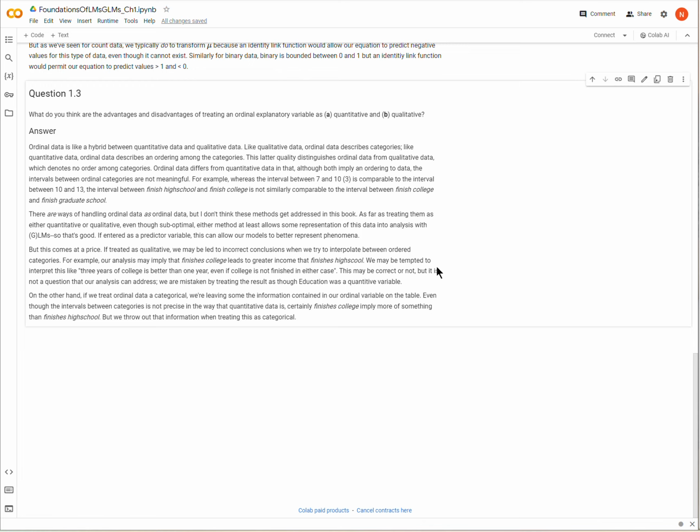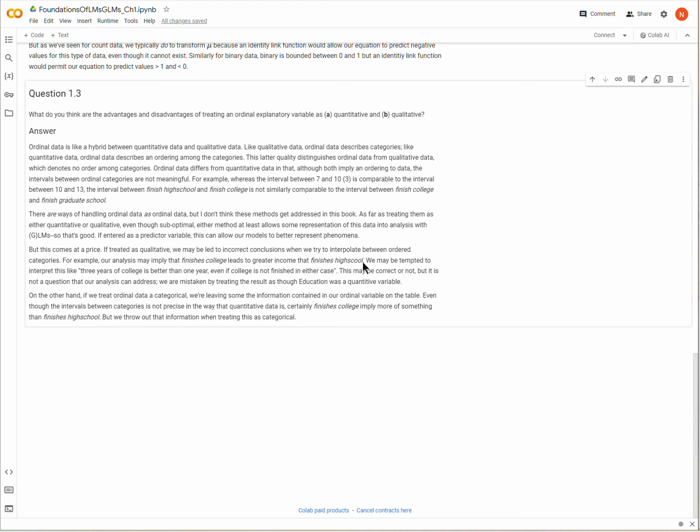Now, conversely, if we treat the ordinal variable as quantitative data, maybe we say that finishes high school is 1, finishes college is 2, finishes graduate school is 3. Now we're starting to approximate the information contained in the rank ordering, but again, there is no meaningful or precise interval between 1, 2 and 3 in this case. And so this could lead to mistaken conclusions.